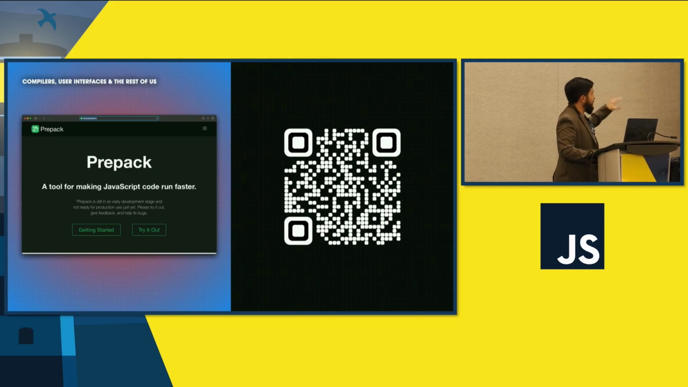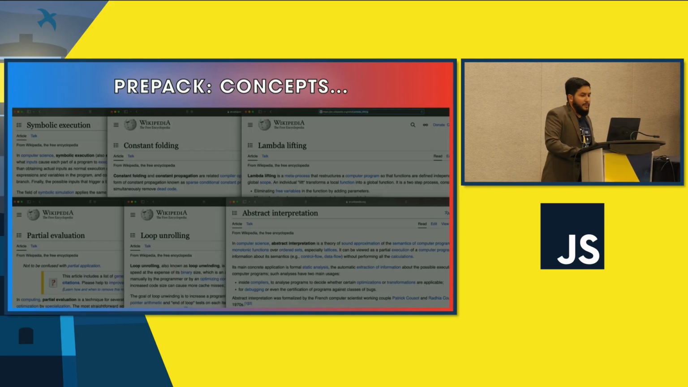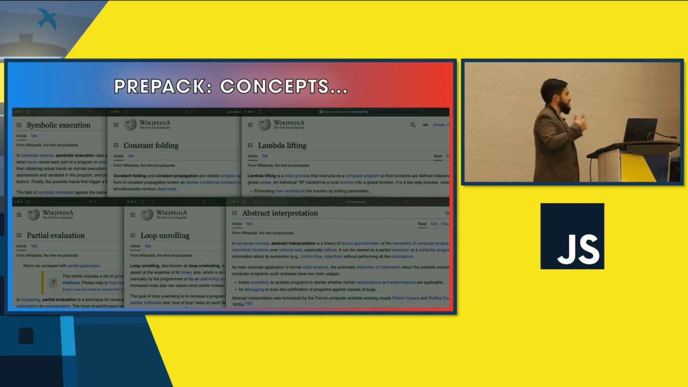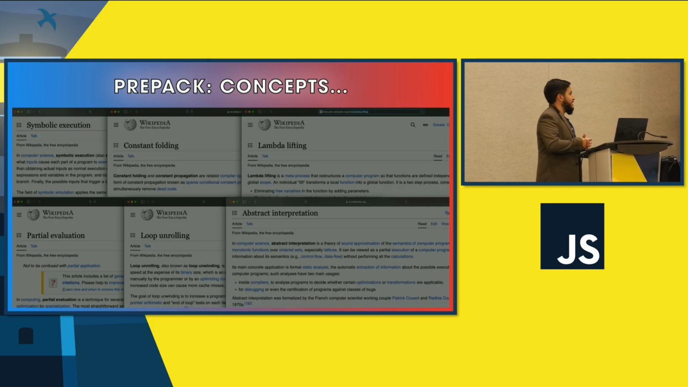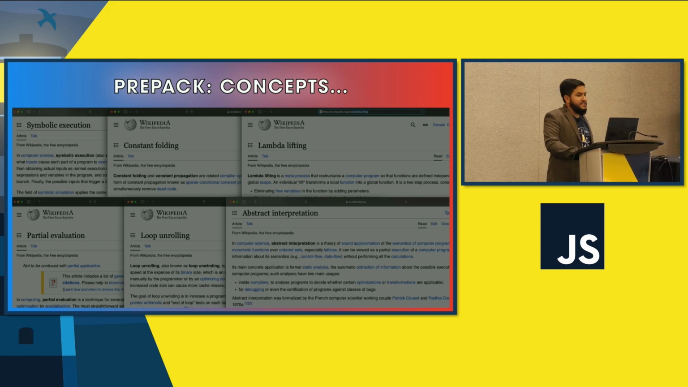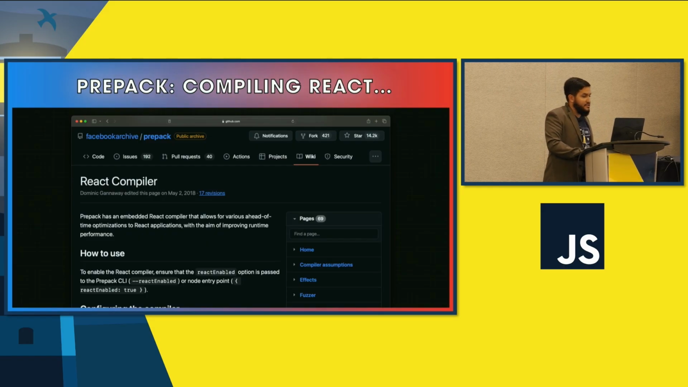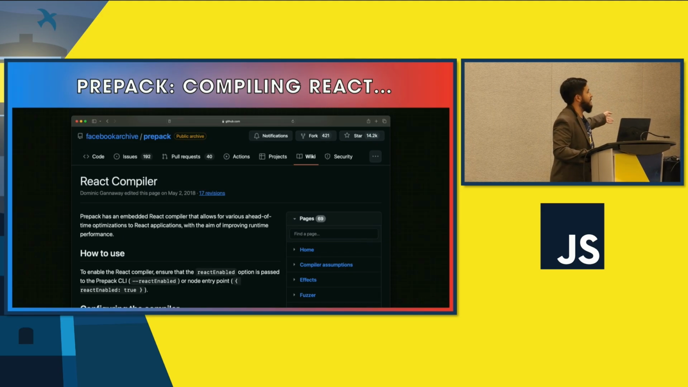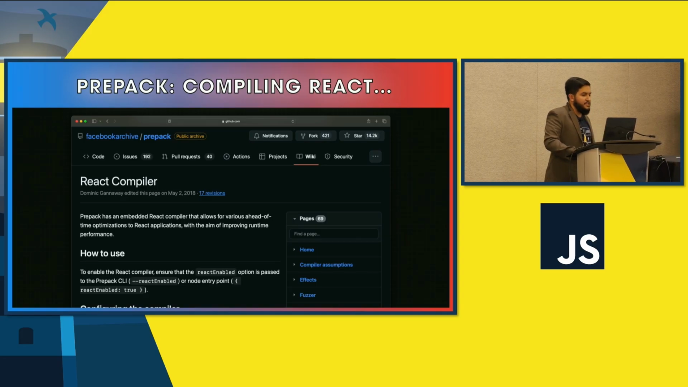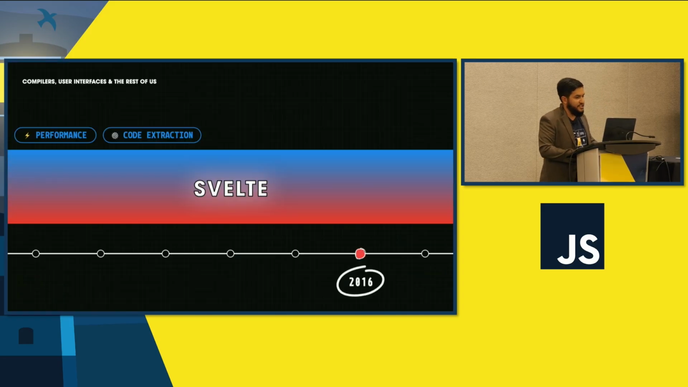But it's very, very interesting to check Prepack because if you check their source code and their rationales and design choices, it's kind of like a free compiler 101 lesson, because you'll have symbolic execution, constant folding, lambda lifting, and a bunch of other concepts and techniques coming from advanced programming languages theory in a tool. Not to mention that back in 2018, they were actually drafting what it's like to have a React compiler. So not that React Forget came out of Prepack, but it was a parallel initiative.